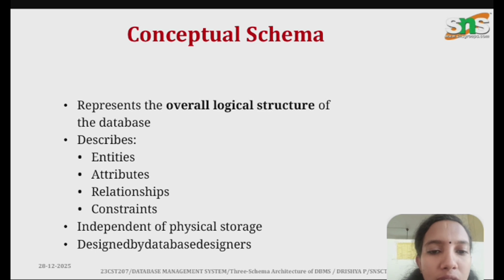What is the conceptual schema? It represents the overall logical structure of the database, which describes the entities. What is an entity? An entity is a real-world object, and attributes are the properties of the entity. Then relationships are the associations between entities, then constraints. It is independent of physical storage and designed by the database designers.